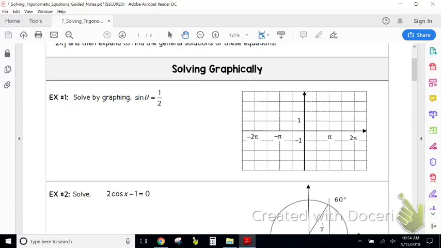So on example 1, here it says solve by graphing. Sine of theta is equal to 1/2. Well, we know how to graph sine of theta. We learned that a while back, and we had a table.